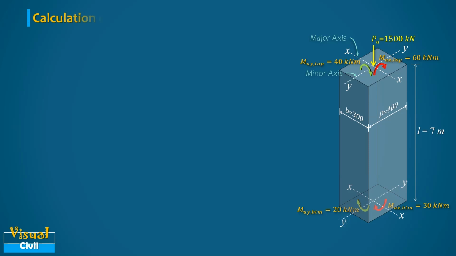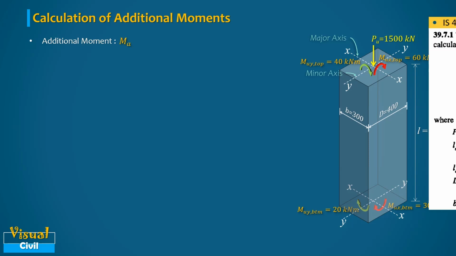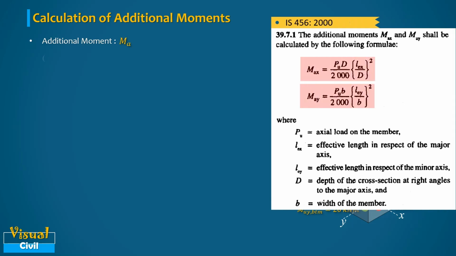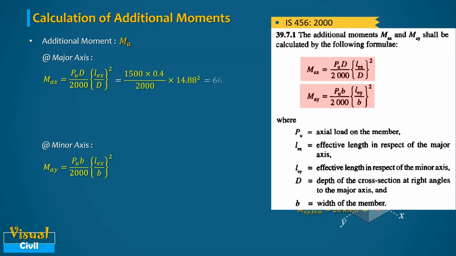In the next step, let us compute the additional moments about major axis and minor axis as per the expressions given in clause 39.7.1. After putting all the required values and solving, we get Max equal to 66.42 kilonewton meter and May equal to 88.47 kilonewton meter.